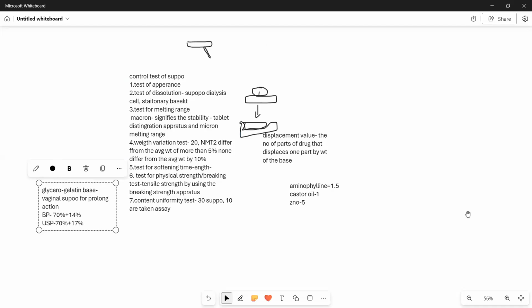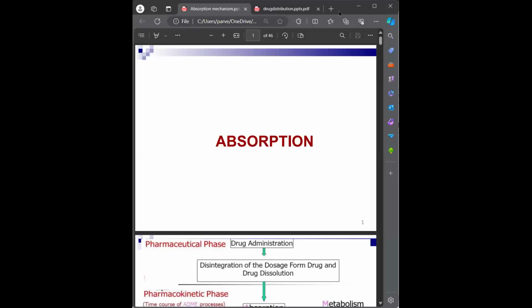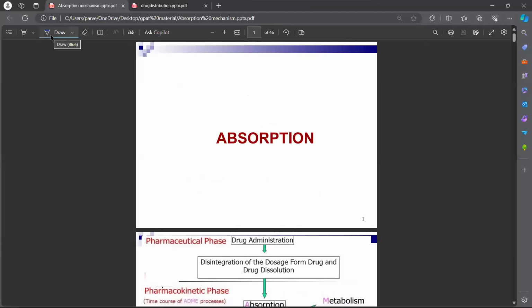So let me share a screen with you guys. I hope the screen is visible to everyone. Biopharmaceutics is also one of the important subjects for GPAT and NIPER, and we can expect approximately 10 questions from biopharmaceutics. It mainly starts with the introduction of ADME, followed by compartment analysis and clearance.